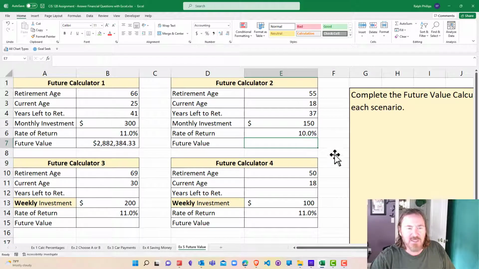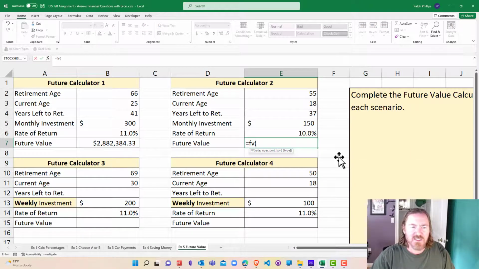Okay, let's do the same thing over here for this other calculator. Equals FV, parentheses, the rate is the annual rate divided by 12.